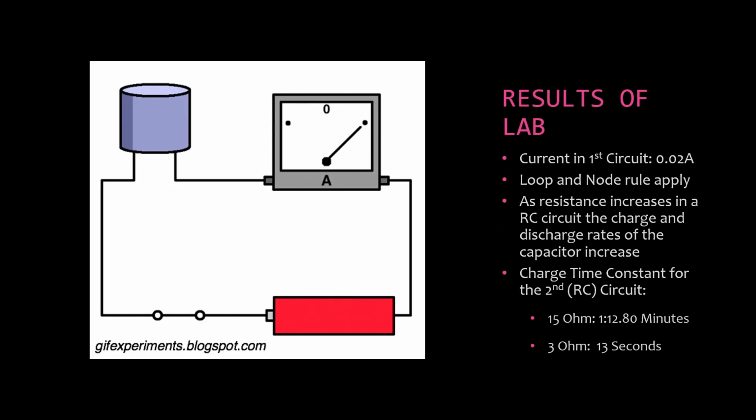Now, a little overview of the results of this lab. The current in the first circuit was 0.02 amps, and we found this by measuring and by also calculating, where the loop and node rules did apply. And as the resistance increases in the RC circuit, the charge and discharge rate of the capacitor increase, and the charge time constant for the second RC circuit for the 15 ohm light was 1 minute and 12 seconds, and for the 3 ohm it was just 13 seconds.